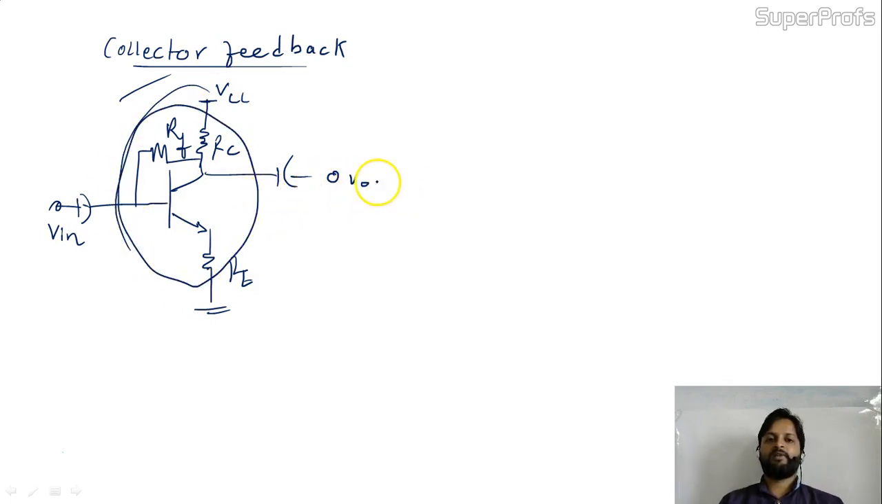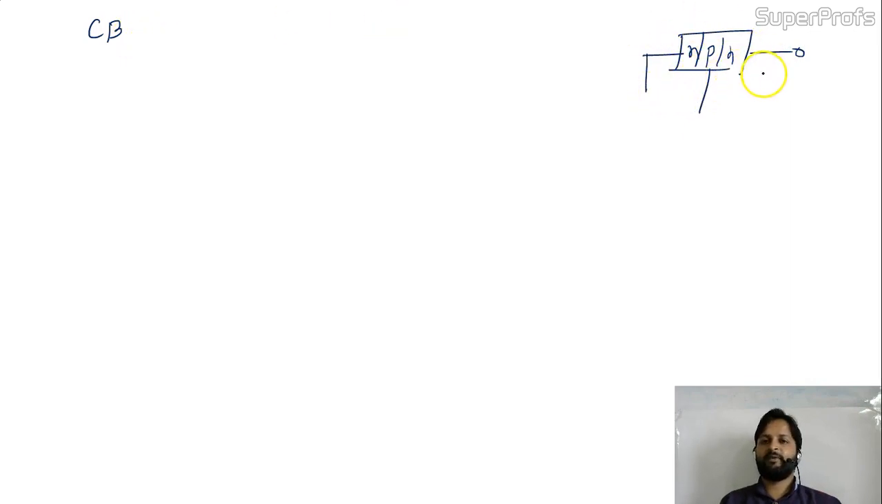There we'll calculate the voltage gain, current gain, input impedance, output impedance, and all parameters. We have seen the configurations: common base, common emitter, common collector. I showed you the symbolic representation like N, P, N. Earlier I told you, if the base is common, then it is common base; if the collector is common, then it is common collector; if the emitter is common, then it is common emitter.